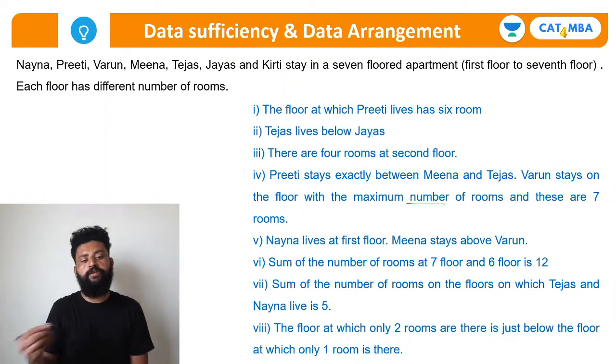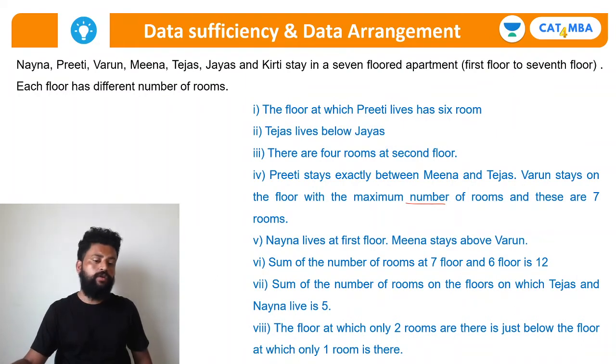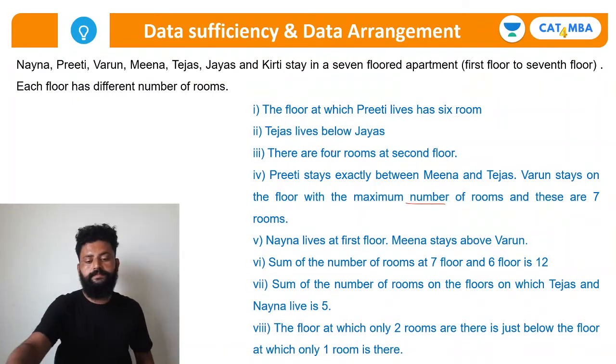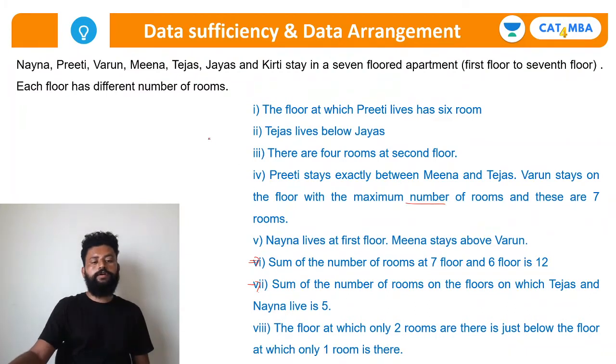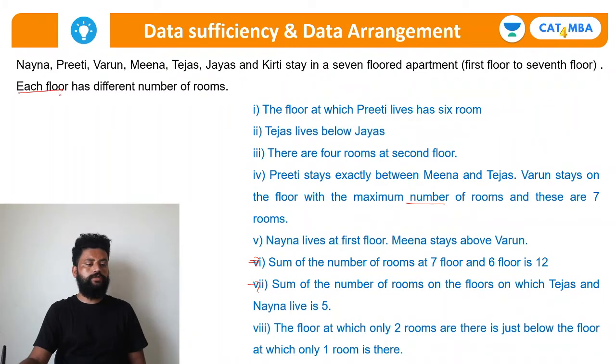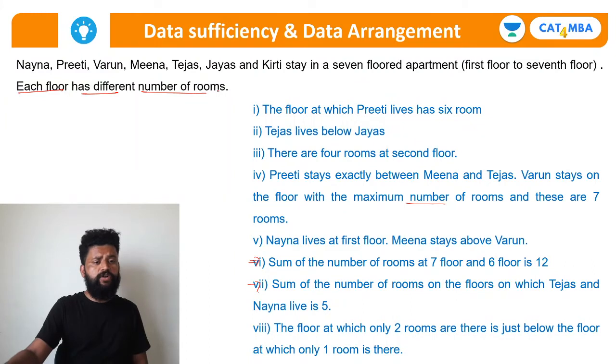Then Naina lives on the first floor. Meena stays above Varun. Then the sum of the number of rooms on the 7th floor and 6th floor is 12. So we need to find who stays where on which floor. The floor at which only 2 rooms are there is just below the floor at which there is only 1 room. So we have 2 clues related to the sum of the number of rooms. And it is clearly given that each floor has a different number of rooms. There is a 7-floor apartment.